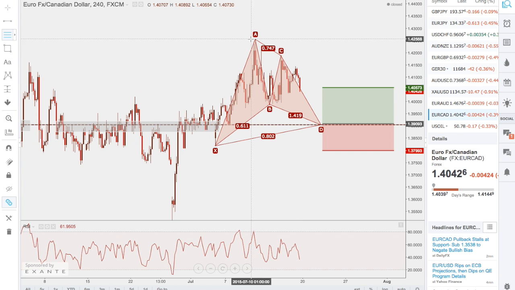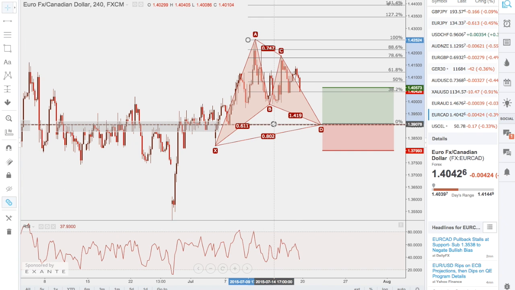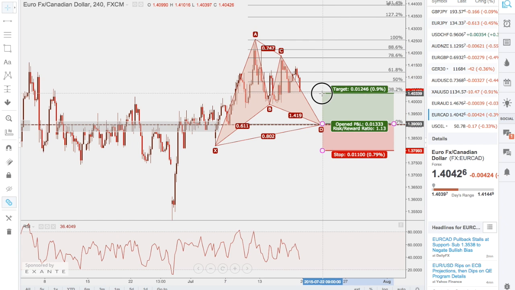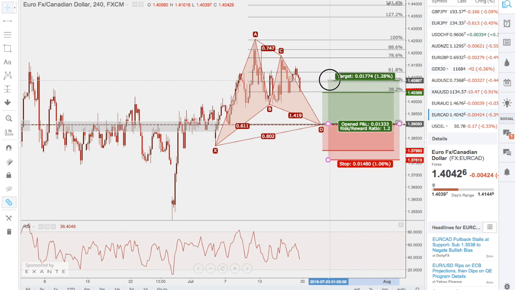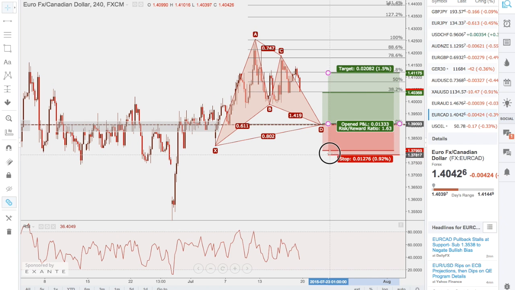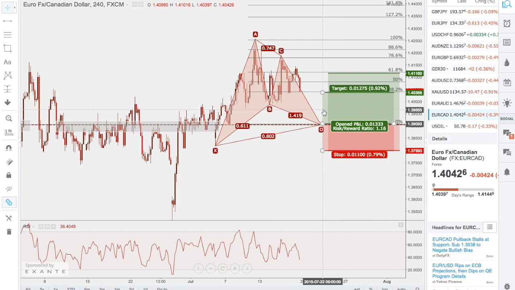We'll be using the Fibonacci tool, and our first target comes in around the 382. Our second target will be around the 618 level. Once again, if you look at the risk to reward ratio, it's still more than 1:1.